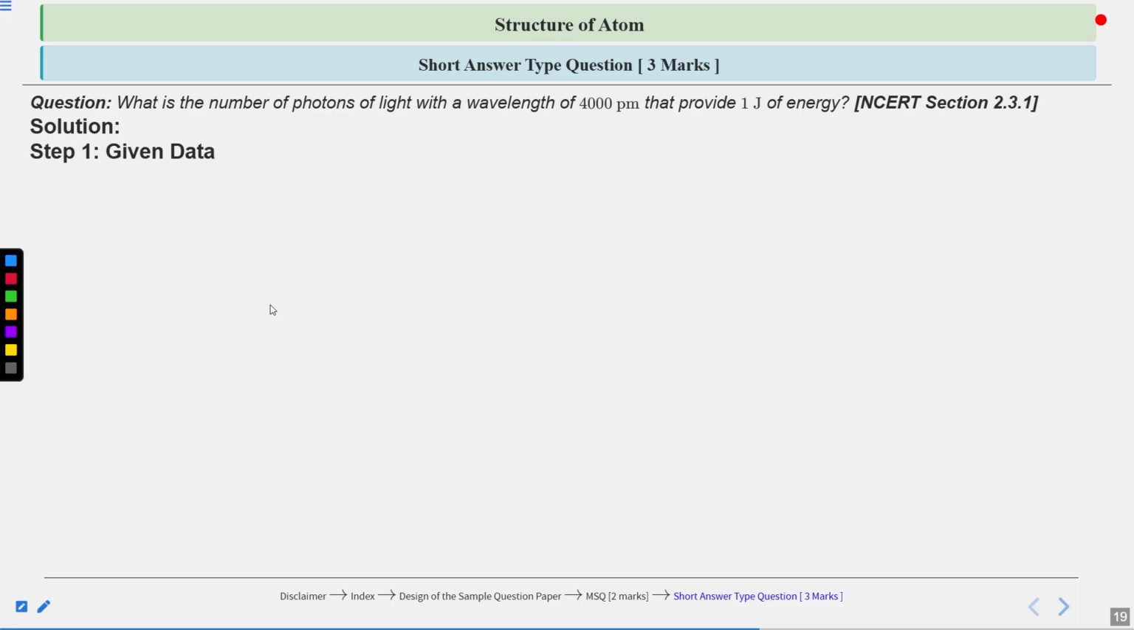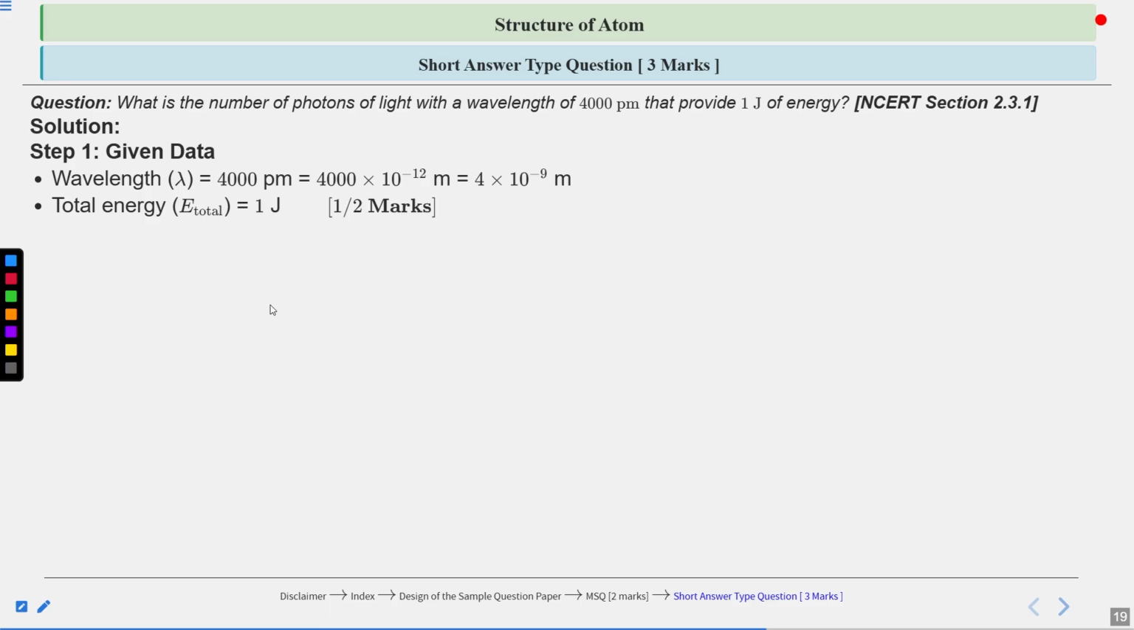For that, first we will write the given data. Wavelength is given as 4000 picometer, therefore it will be 4000 into 10 to the power minus 12 meter, or 4 into 10 to the power minus 9 meter. Second thing, the total energy is given as 1 joule. If you write the given data, you will get half marks from here.